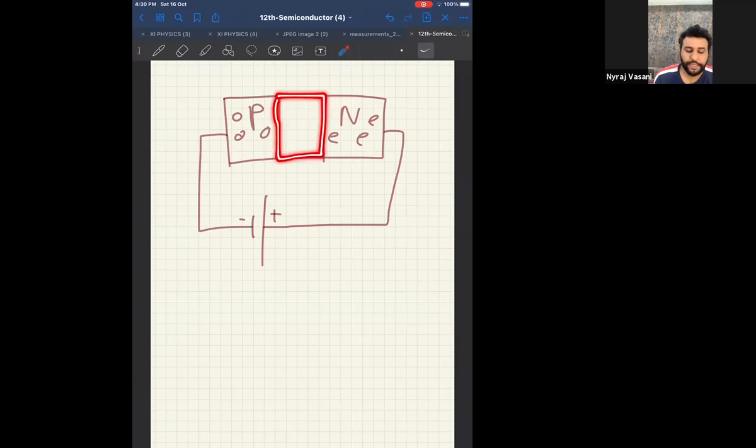I put a glass panel on the depletion layer, and let light enter that glass panel. So once light enters the glass panel, listen to me carefully.